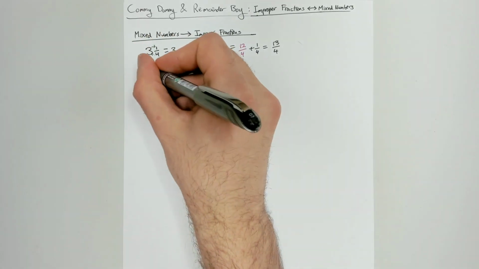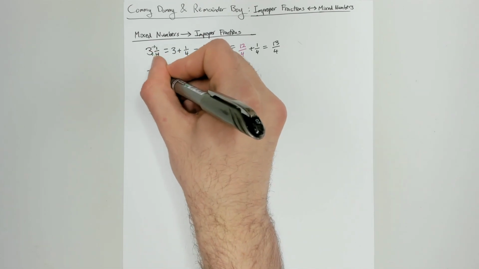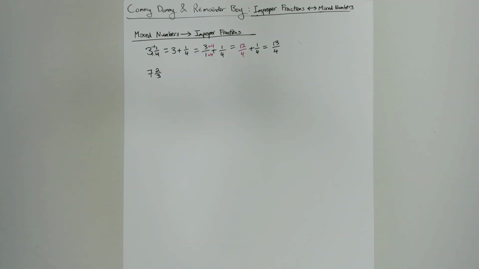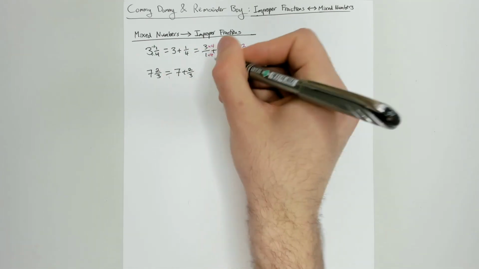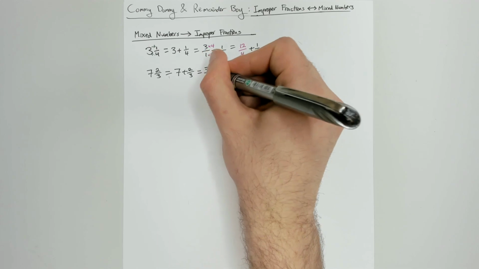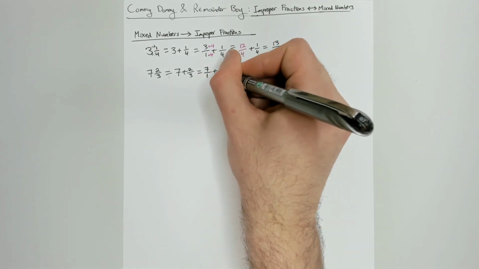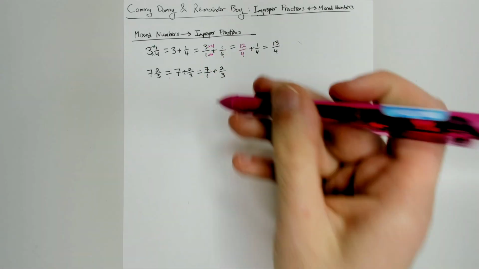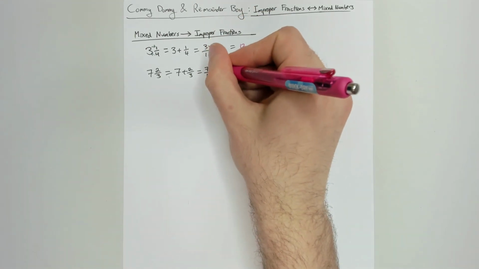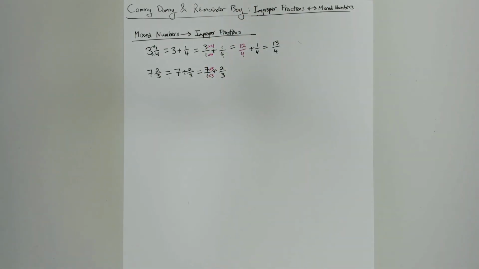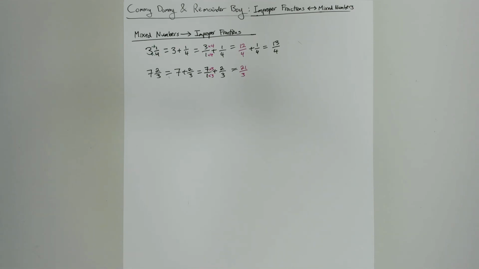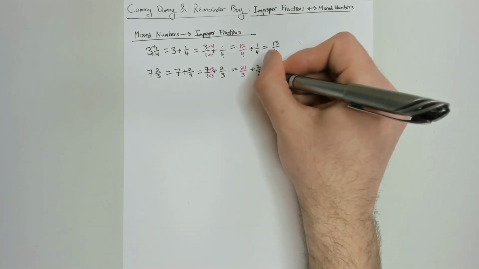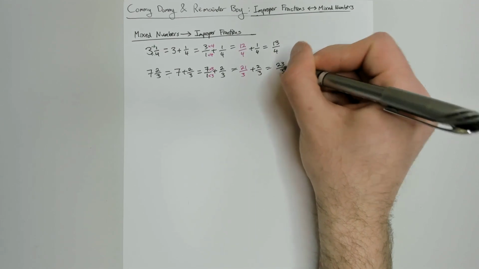So let's try another one. Let's do 7 2/3 into an improper fraction. This is the same thing as 7 plus 2/3. We want to make this 7 into a fraction so that we can make a common denominator. So this is 7 over 1 plus 2/3. We're going to multiply the numerator and denominator here by 3 each. So we get 7 times 3 is 21 thirds. Now we have two fractions with a denominator of 3, 21 thirds plus 2/3, so we get 23 thirds.